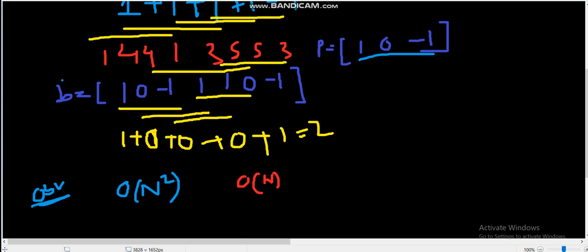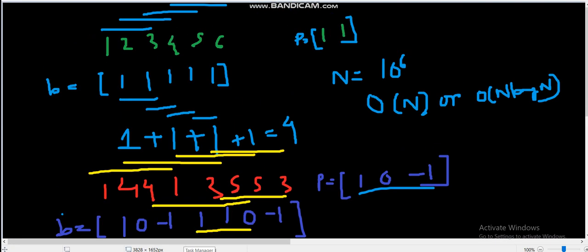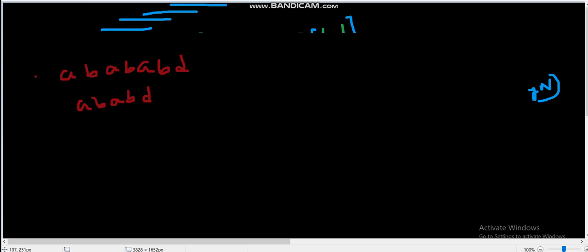Another approach you can use is string hashing or KMP. String hashing is a rolling hash, but I have used KMP, which is also order of n. So I will explain the KMP solution to you, but you can also use string hashing. So let's look at the KMP algorithm. I will not explain the entire algorithm, but I will explain the gist of it.